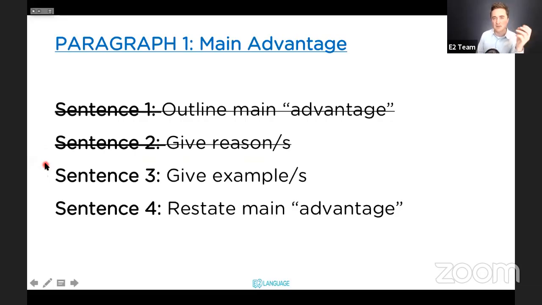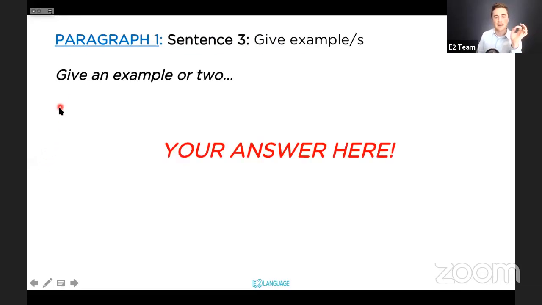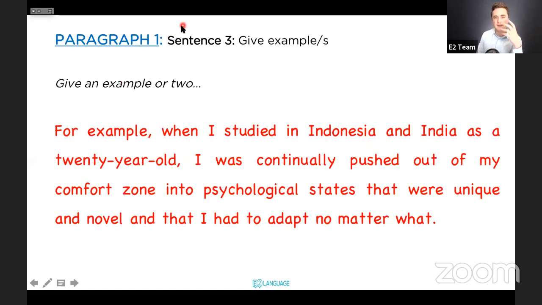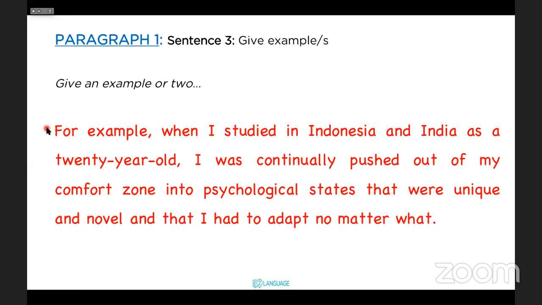Now we give examples. For example, I'm going to show you mine first. So I'm going to use a personal example. It says this. For example, when I studied in Indonesia and India as a 20-year-old, I was continually pushed out of my comfort zone into psychological states that were unique and novel and that I had to adapt to no matter what. That's an example. So give an example for your main advantage.